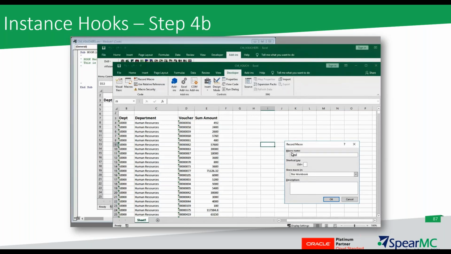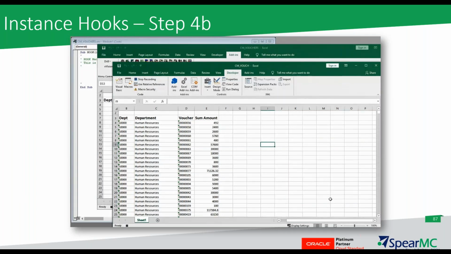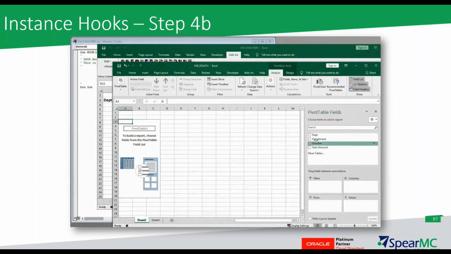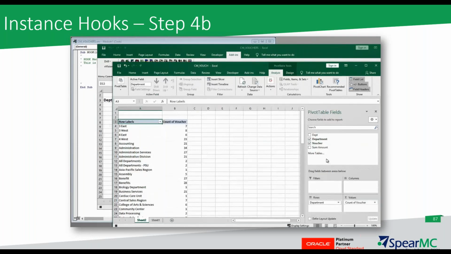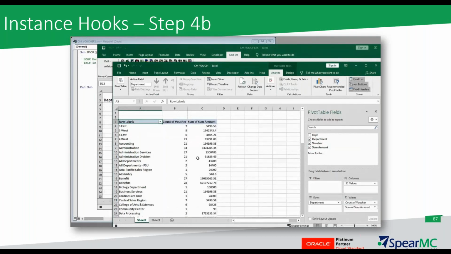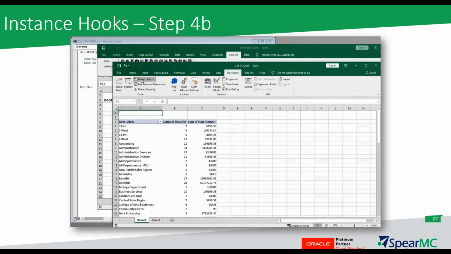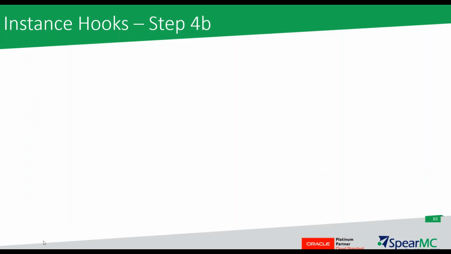I'm going to give it this temp name, and it's now recording. So I'm going to insert the pivot table. I'm going to refer to my named range data, very important. I'm going to insert now pivot table, and I'm just recording all my actions. So creating our departments, our count of vouchers, our sum of vouchers. And pretty straightforward. I'm going to then go stop my recording. And now I've got my code that just created a pivot table on the data named range. Okay. All right. So let's take a look at that now.